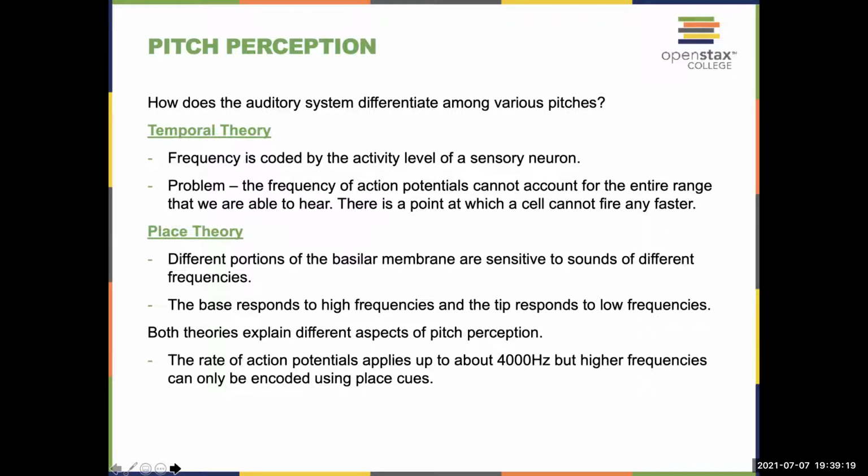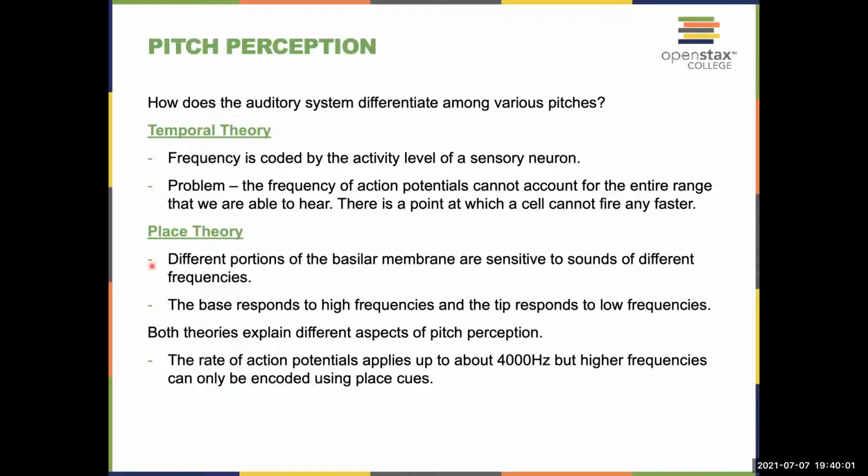So when it comes to pitch perception, there's a couple of different theories, right? The first one is the temporal theory. And that theory says that frequency is coded by the activity level of the sensory neuron. But there's a problem with that. The frequency of action potentials doesn't really account for the entire range that we're able to hear, because there's a point where the neuron actually cannot fire any faster, right? It reaches its max potential and can't go any further.